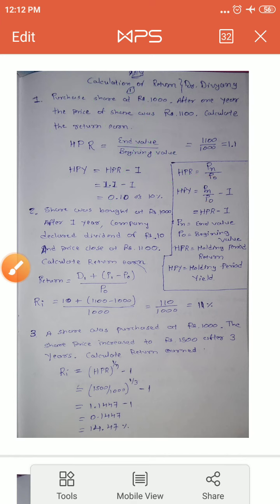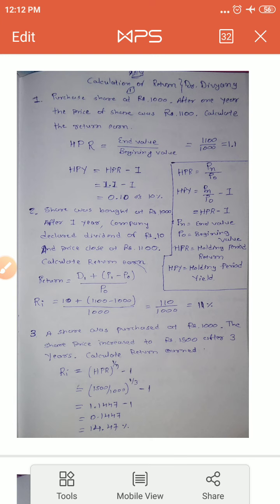Now come to the second situation. In the first situation, when you purchased the share at 1000 and sold at 1100, we did not include the dividend, that is, any income you receive in between. In this second situation, you purchase a share at 1000. After 1 year the company declared a dividend of 10 rupees, and the price of the share closed at 1100.